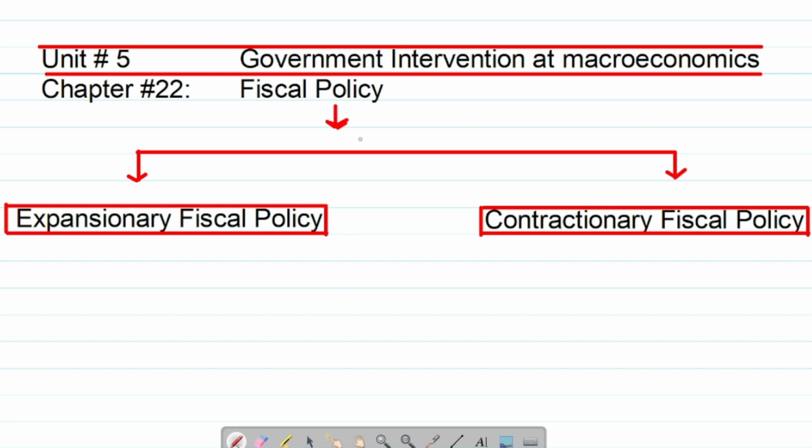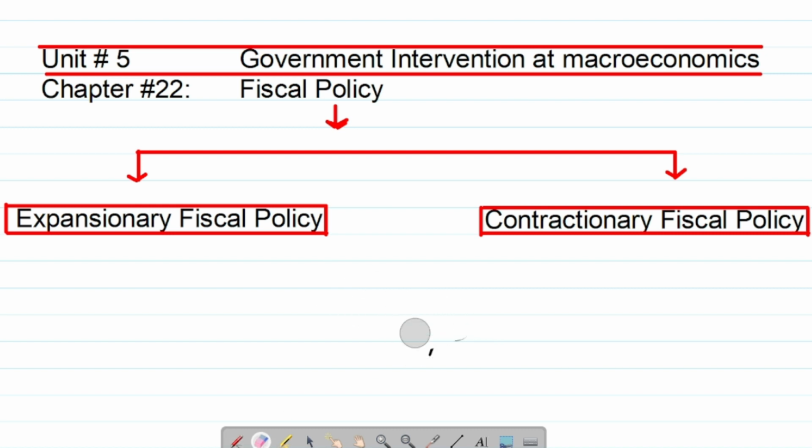So first of all, if we define fiscal policy, then fiscal policy is the policy of the government, and this is also known as demand side policy because it manipulates or influences aggregate demand in the economy. So fiscal policy is the policy of government that manipulates taxation and government expenditure to influence aggregate demand in the country. Right, so these are two tools or instruments of fiscal policy.